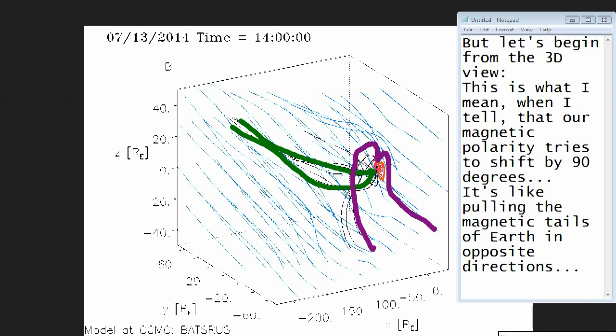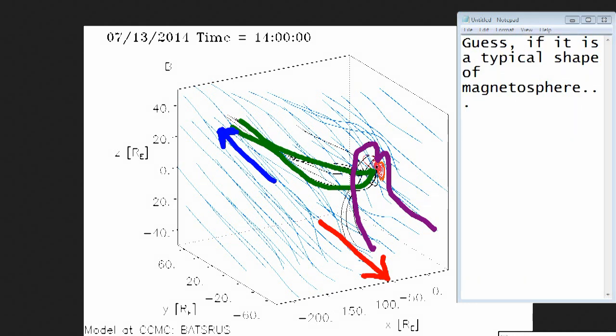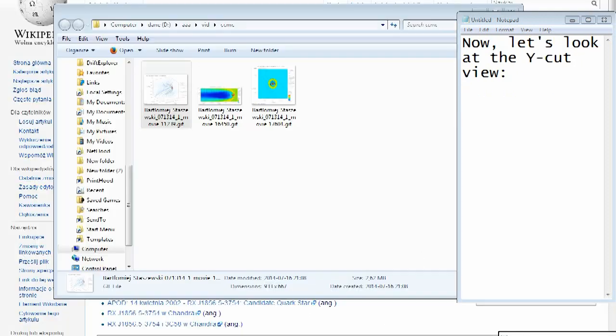This is what I mean when I tell that our magnetic polarity tries to shift by 90 degrees. It's like pulling the magnetic tails of Earth in opposite directions. Guess if it is a typical shape of the magnetosphere. Now, let's look at the Y-cut view.